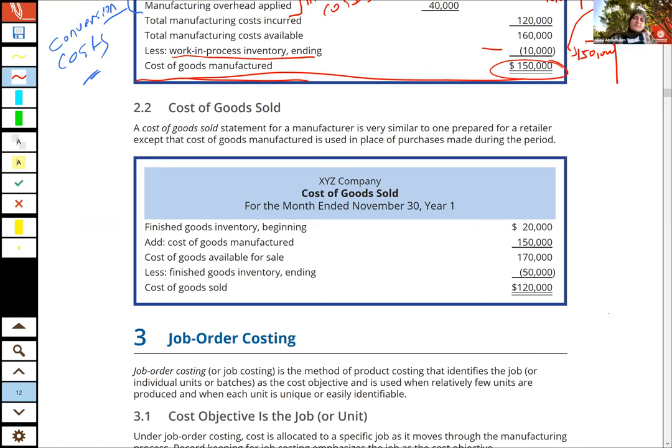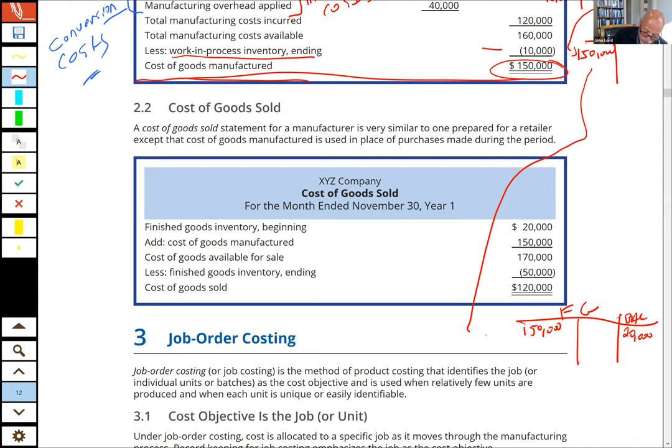Let's do it this way. I'm going to put finished goods here. Finished goods, they're telling me, had a beginning balance of what? 20. And then they're telling me that finished goods had the 150,000. That's that number right there that I probably could have just kept going with in that T account up there.